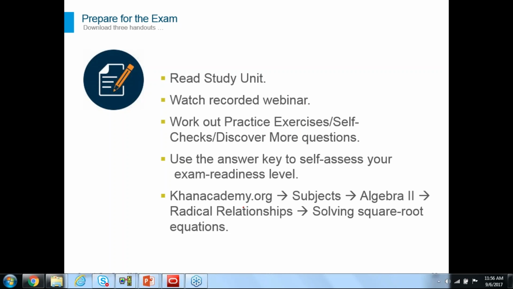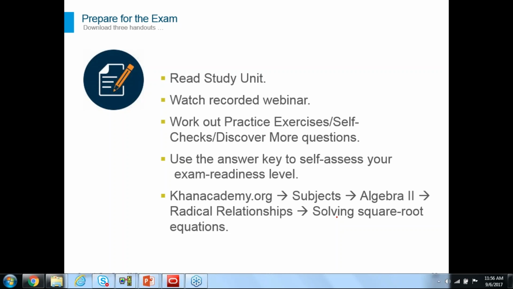And also you can go to khanacademy.org and go to the top left button that says subject and then click on Algebra 2. And from there, you're going to choose the lesson that says radical relationships. And then under that, you're going to click on solving square root equations. This lesson is the closest one to the ones that we have within the scope of our study unit.